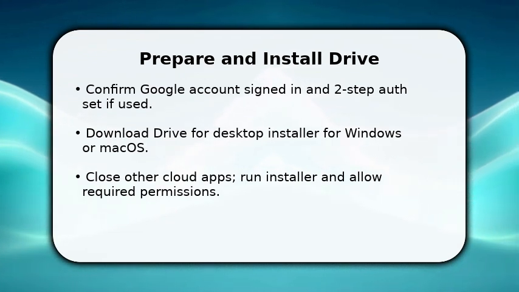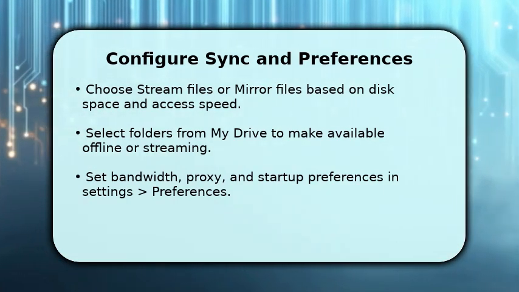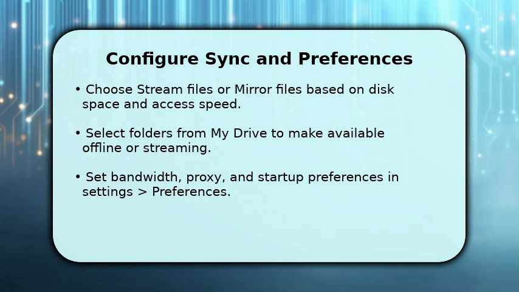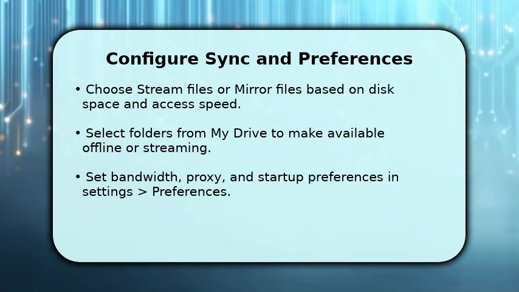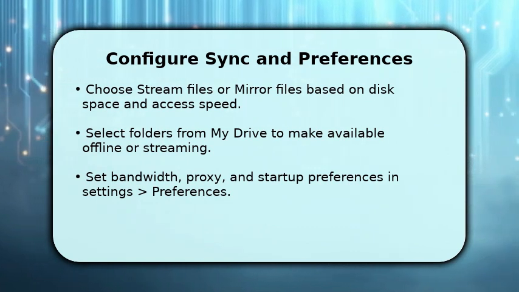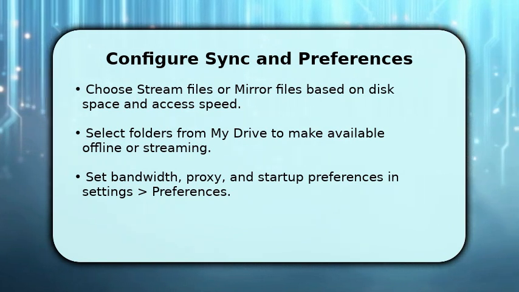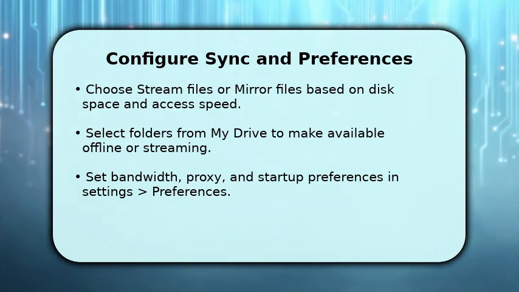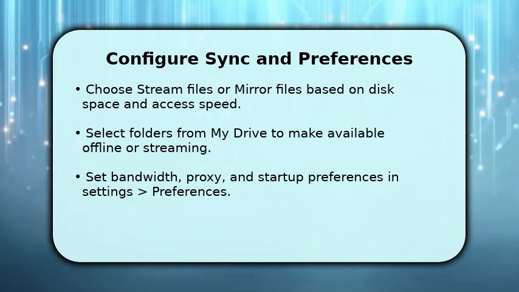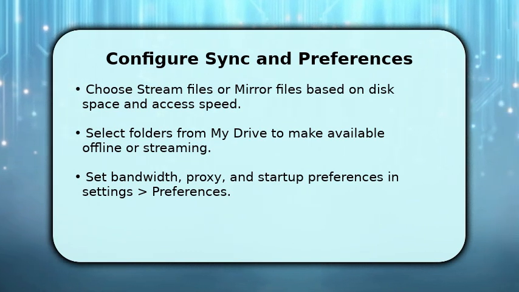Once the app is running, open Settings and go to Preferences to decide how you want files handled. Choose Stream Files to save local disk space or Mirror Files to keep full copies locally. This affects speed and offline access. Next, pick which My Drive folders to make available offline or stream. Make sure you only select what you need. Then adjust bandwidth and proxy options if you have network limits, and enable launching at startup if you want continuous syncing. These choices shape how Drive integrates with your workflow.